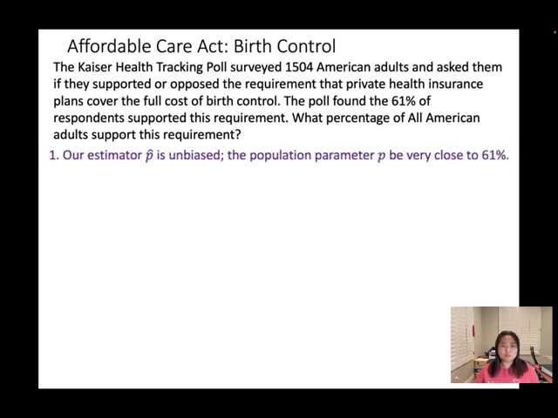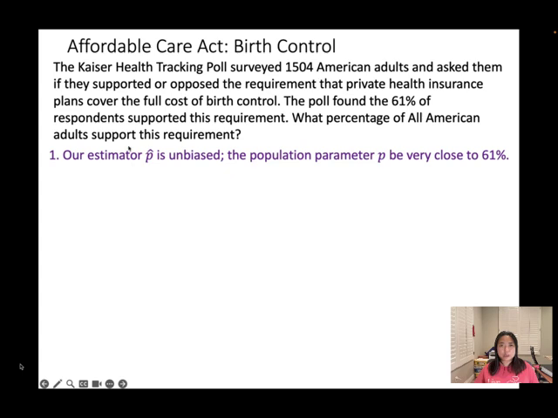First, remember in section 7.3, we talked about the estimator, the sample proportion. This is unbiased. Unbiased means we can use the sample proportion to estimate the population proportion. Since we know the sample proportion is 61%, we could say the population parameter will be very close to 61%.